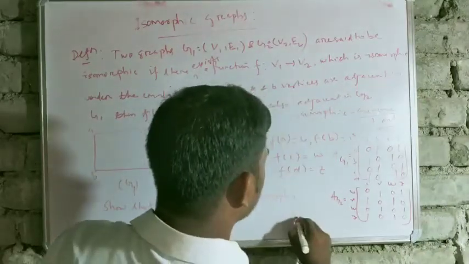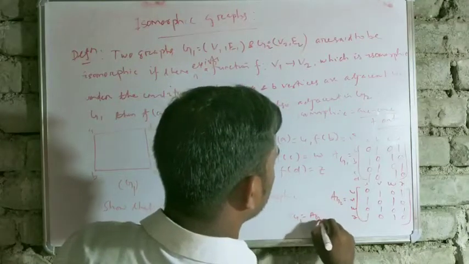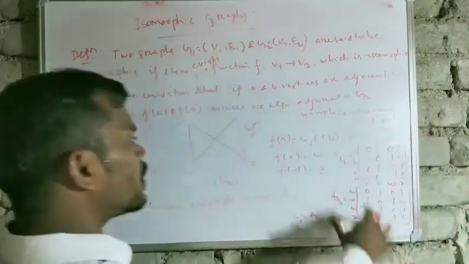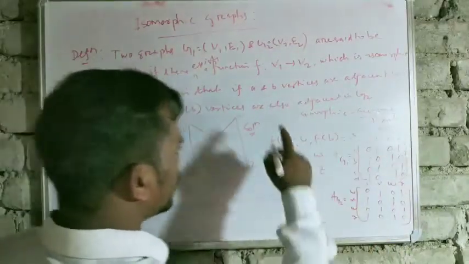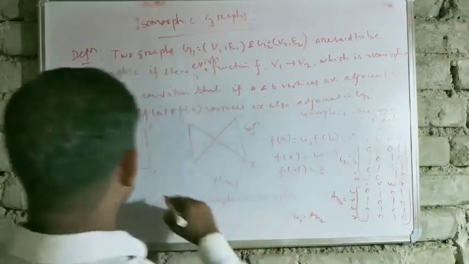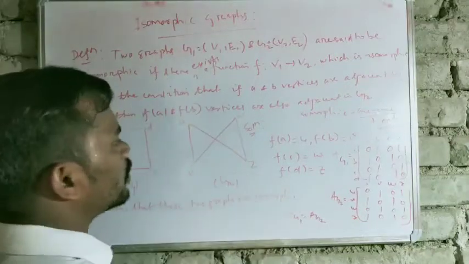So your AG1 is equal to AG2. That means both the adjacency matrices are same. That's why these two graphs G1 and G2 are isomorphic.